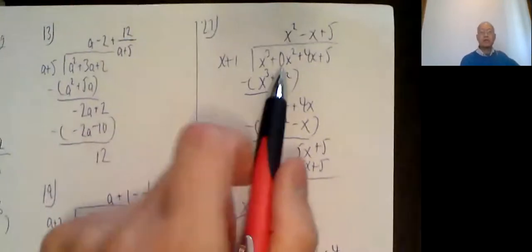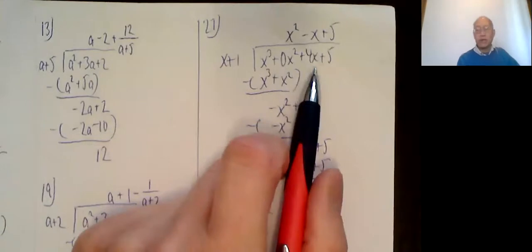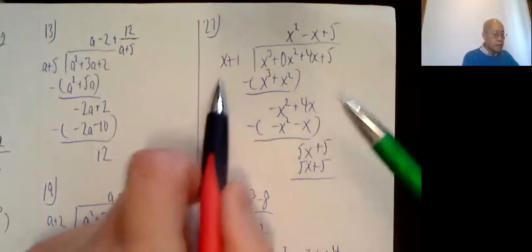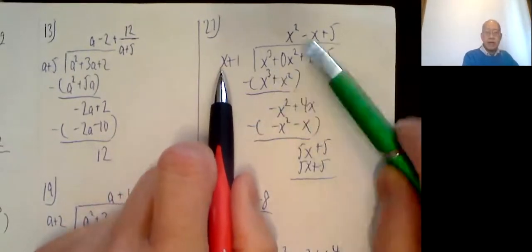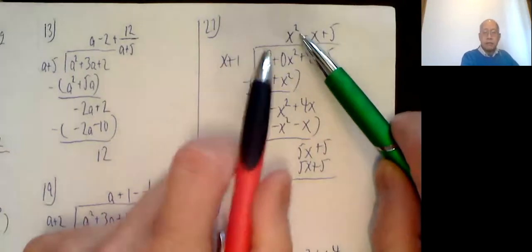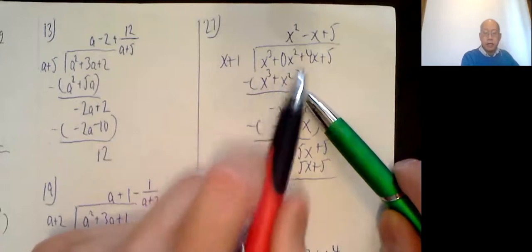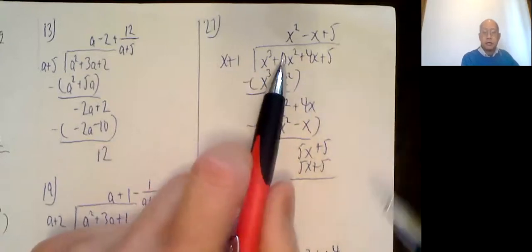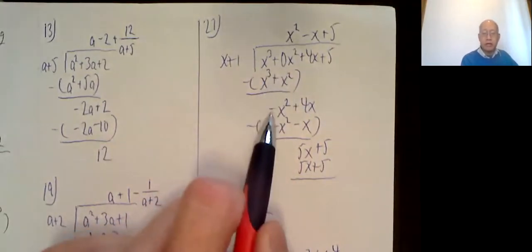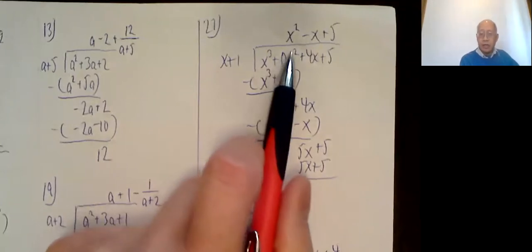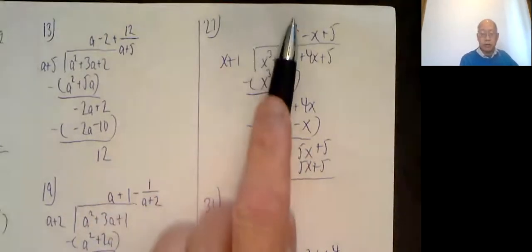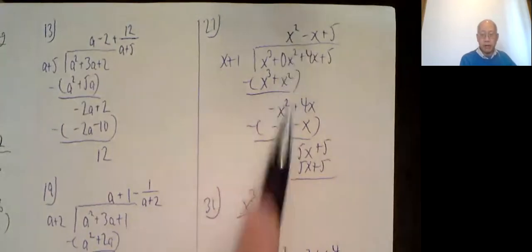So x cubed plus 0x squared plus 4x plus 5. Otherwise, it's all the same thing. So how do I go from there to there? X squared. X squared times that whole thing, x cubed plus x squared. Subtract. Cancels out. 0 minus 1 is a negative x squared. See, I needed a space for the x squared because I knew it was going to show up. So it wasn't there in the beginning, but it shows up as the problem develops.